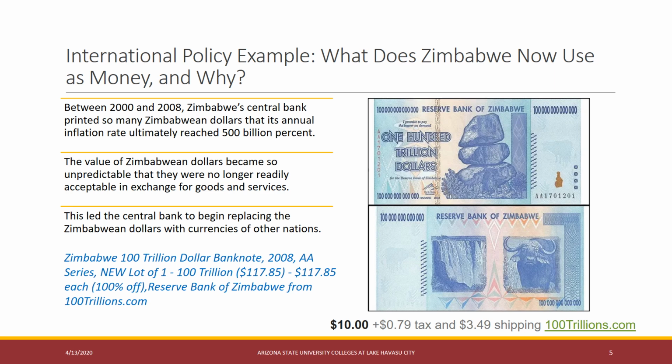Have a look at the image, the picture of the dollar, and see the value over there. Do you find that interesting? Now you can buy some of the dollar notes around, like for $10, even from eBay or Amazon. So Zimbabwe's $100 trillion bank note of 2008, with an AA series, can be purchased for a small amount of money.